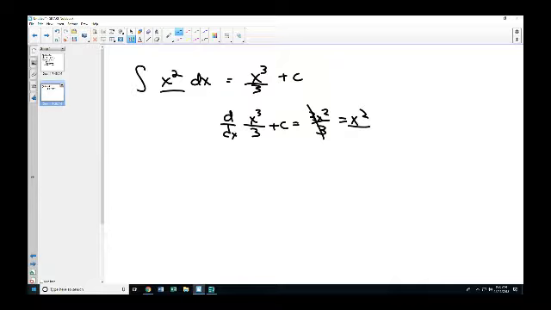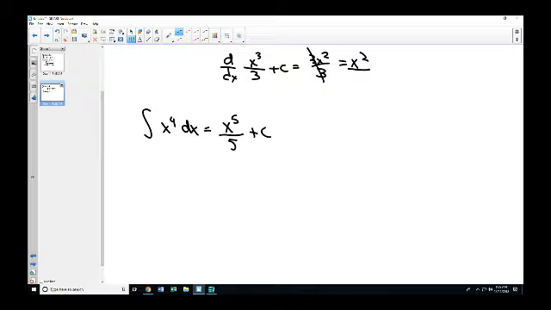It's a division problem. Okay, so again, let's try another one. X to the fourth. Add 1 to the exponent, so x to the fifth, divided by 5. Add 1 to what? The exponent, and divided by that new one. There you go.